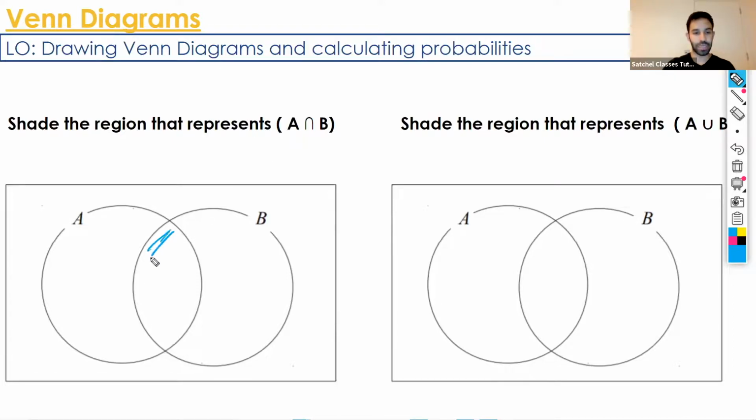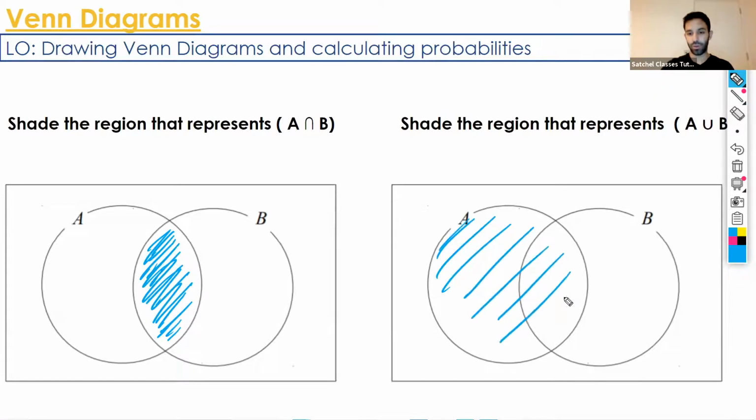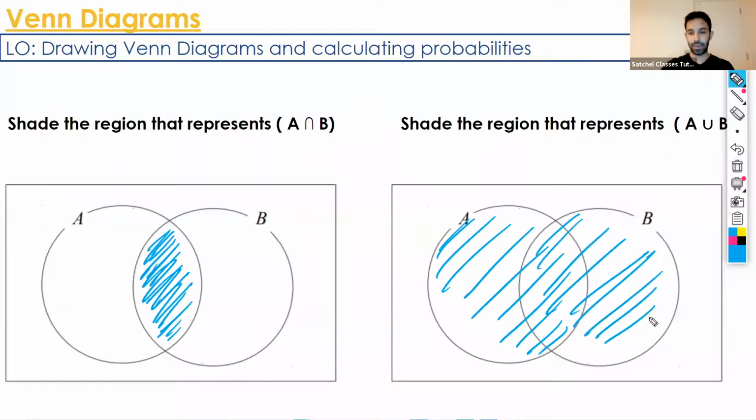So that's going to be this region here that I've shaded in blue. So this is A and B. And the region which is A U B, and this stands for the union of A and B, that's going to be all of A, or all of B. So the union of A and B simply means A or B.